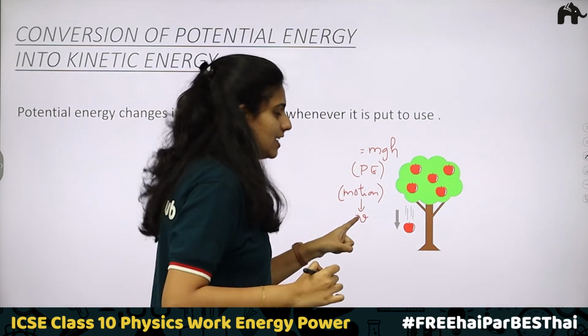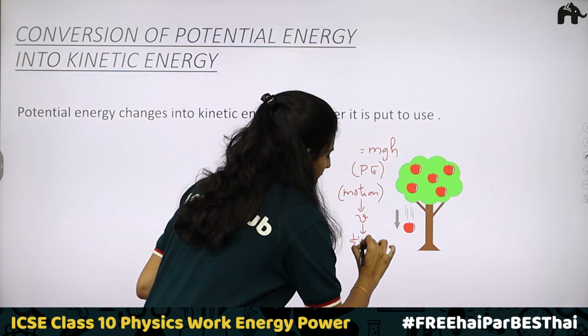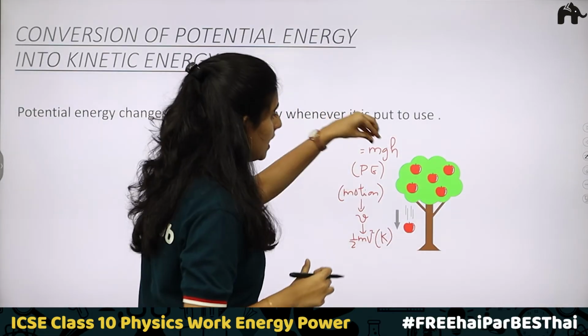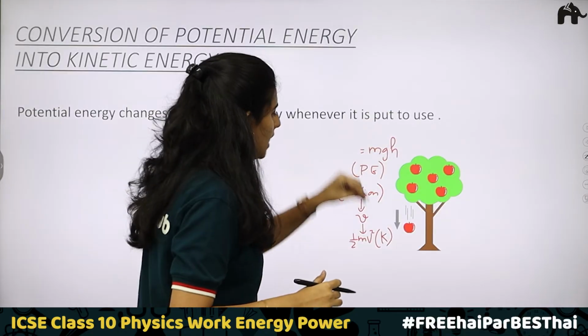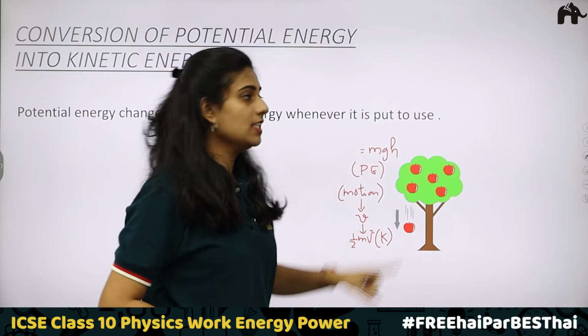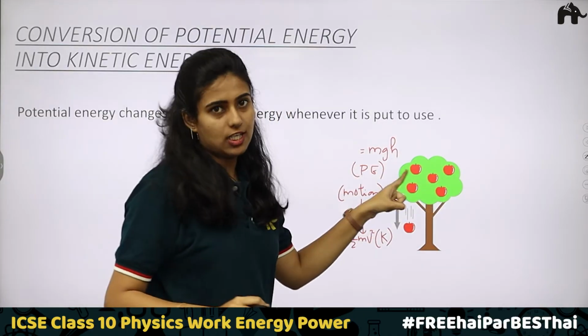When there is velocity, what happens? It will be having kinetic energy, half mv square, which is kinetic energy. Initially, it had potential energy. It changes to kinetic energy. So, at the initial point, the body is having no kinetic energy. It has only potential energy.